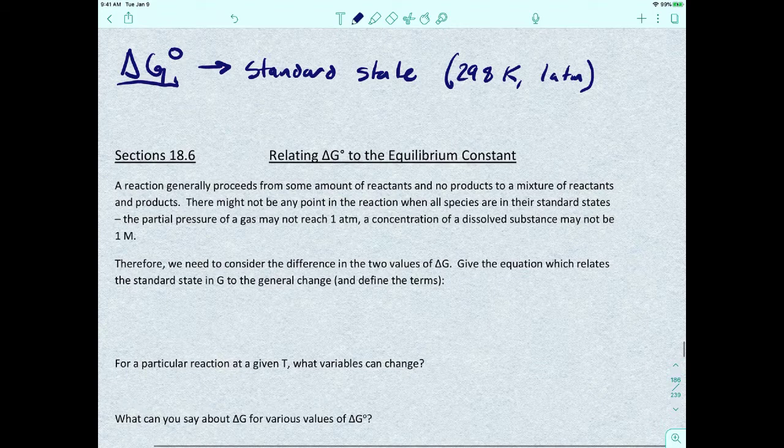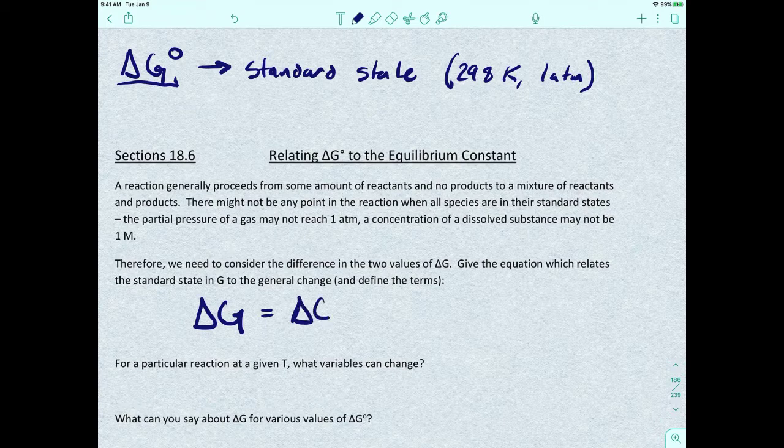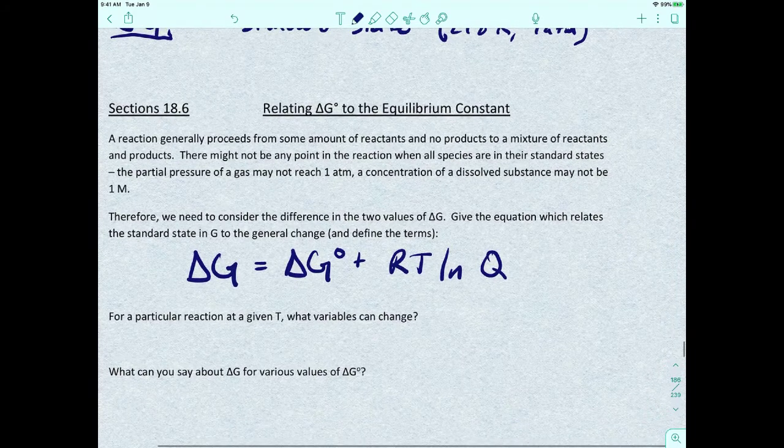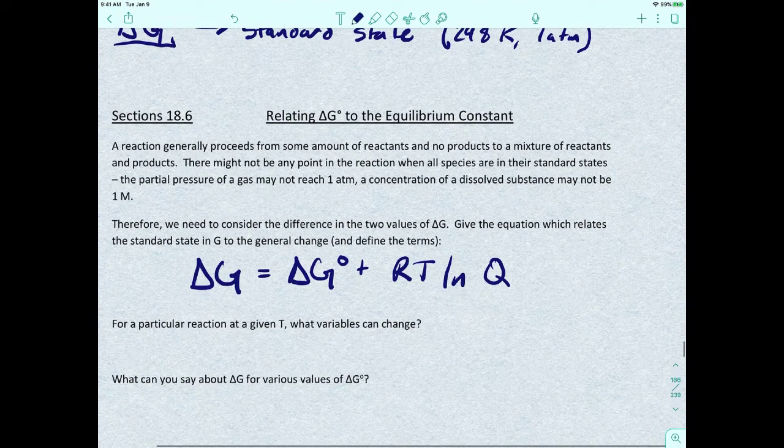So the equation that we need to do that is delta G at the non-standard state is equal to delta G standard state plus RT times natural log of Q. And you're probably like, holy geez, there's a lot of stuff going on here. So let's talk about what's really going on.